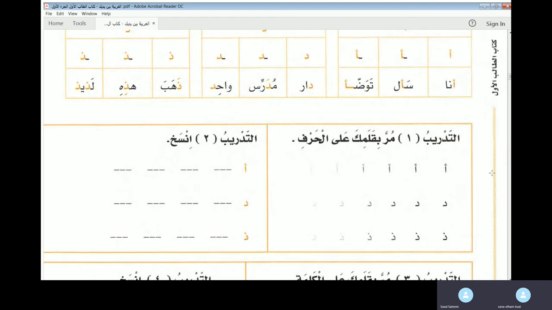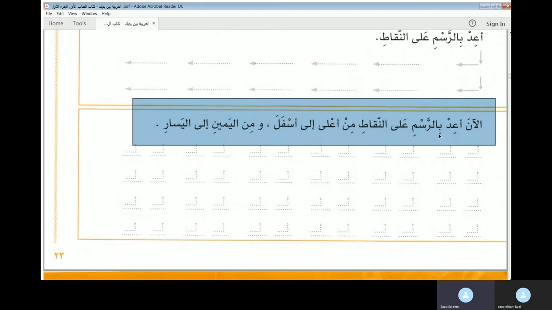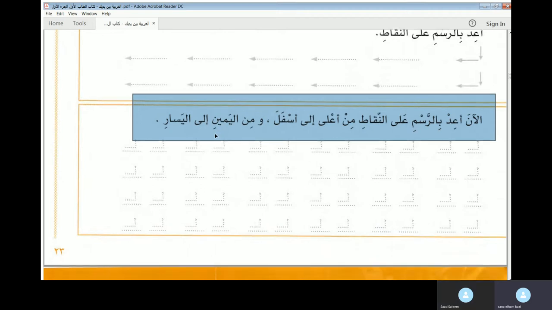What does bir rasmi stand for? Rasm means writing. So aid bir rasmi alan nukati means practice by writing on the dots. You can also say practice by drawing on the dots. Min a'la ila asfala, which means from top to bottom, and min al yamini ila al yasari, from right to left.